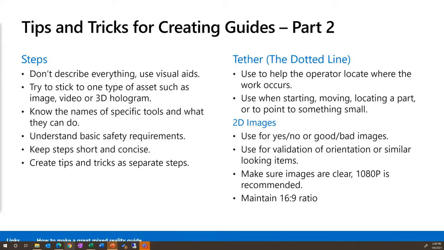2D images can also be very useful. One of the great uses that we recommend is using images for things that you want to show, like a yes or a no, like here's a good example and here's a bad example, and do a side-by-side picture. It can also be great for validation or orientation of a similar looking item. So if we're trying to validate that we have the right part, or that now that you did that next step, it looks correct, you can use a 2D image. Or if there's 2 parts that look very similar, the 2D images can be very useful for that.